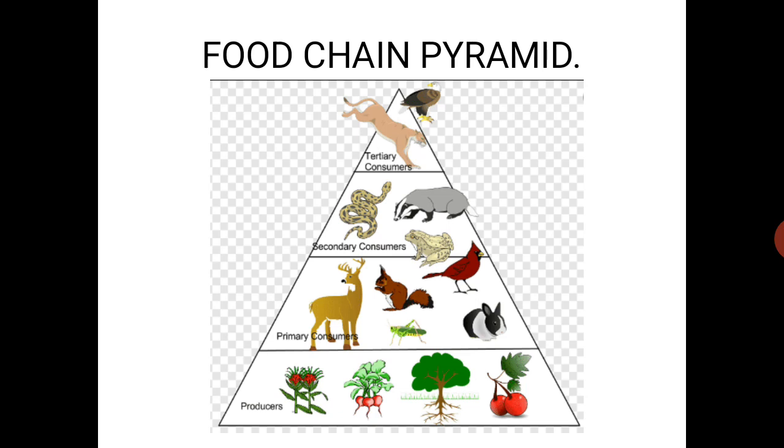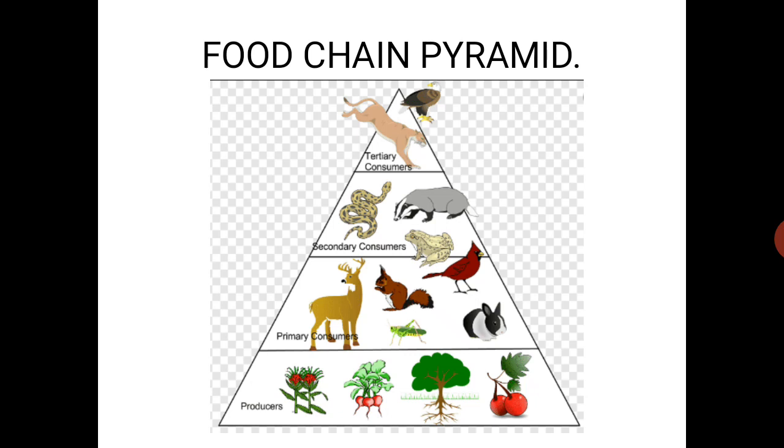This is a food chain pyramid. Now in the lower portion you can see producers. These are in the plants category. Now above the producers are the primary consumers. Now you can see some of the animals which are there in the primary consumers. These are plant eating animals.